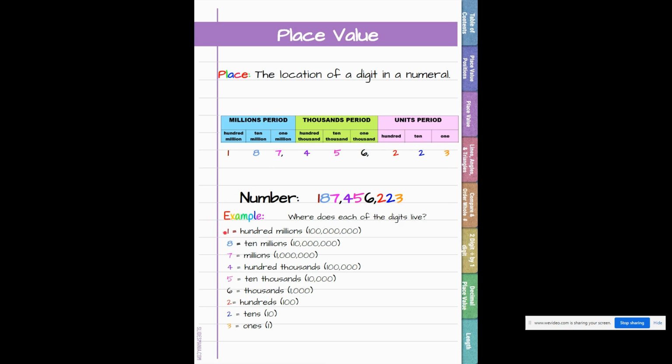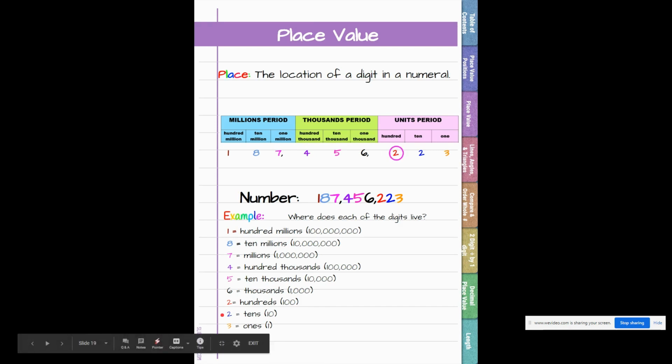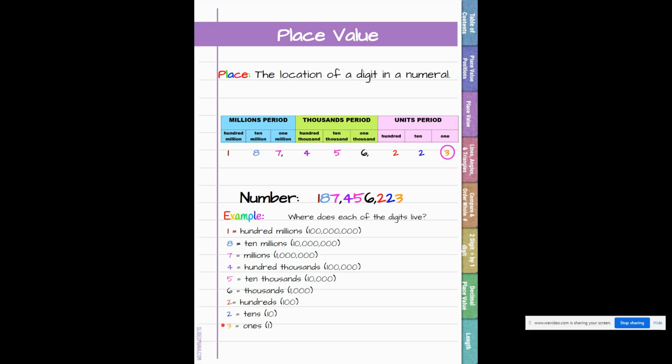So let's take the 1 in the 100 millions place. So it lives in the 100 millions. Let's look at the 8. The 8 lives in the 10 millions. The 7 lives in the millions place. The 4 lives in the 100,000s place. The 5 lives in the 10,000s place. And the 6 lives in the thousands place. The 2 lives in the hundreds place. This 2 lives in the tens place, and this 3 lives in the ones place. So again, the place is the location of the digit in the numeral.